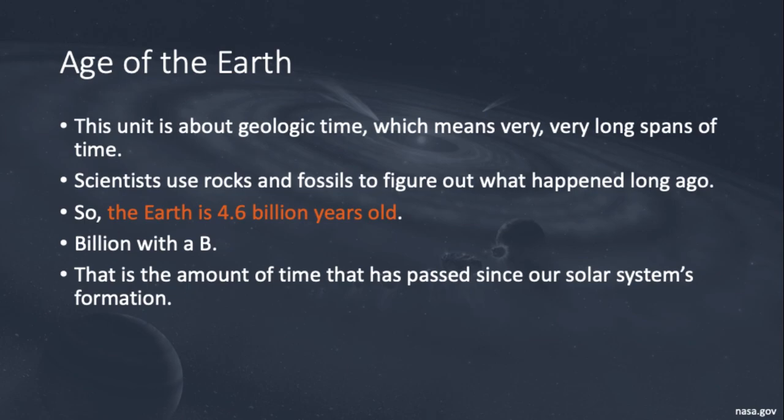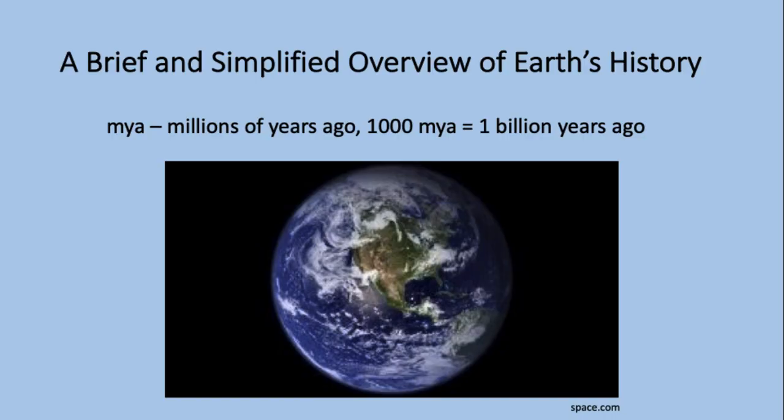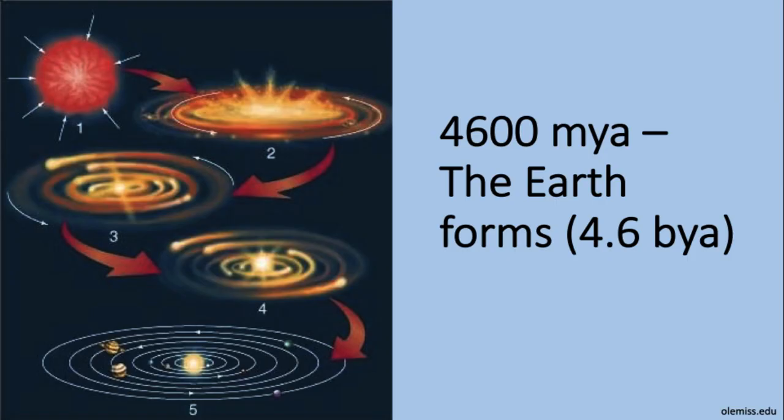We've got a bunch of earmarks on the geologic record, and I want you to write down what happened at each of these periods. So start with 4.6 billion years ago, or listed on your slide as 4,600 million years ago. That's when the Earth formed. And we have a picture here of solar nebula theory. If you recall from the astronomy unit, that's how all solar systems form.